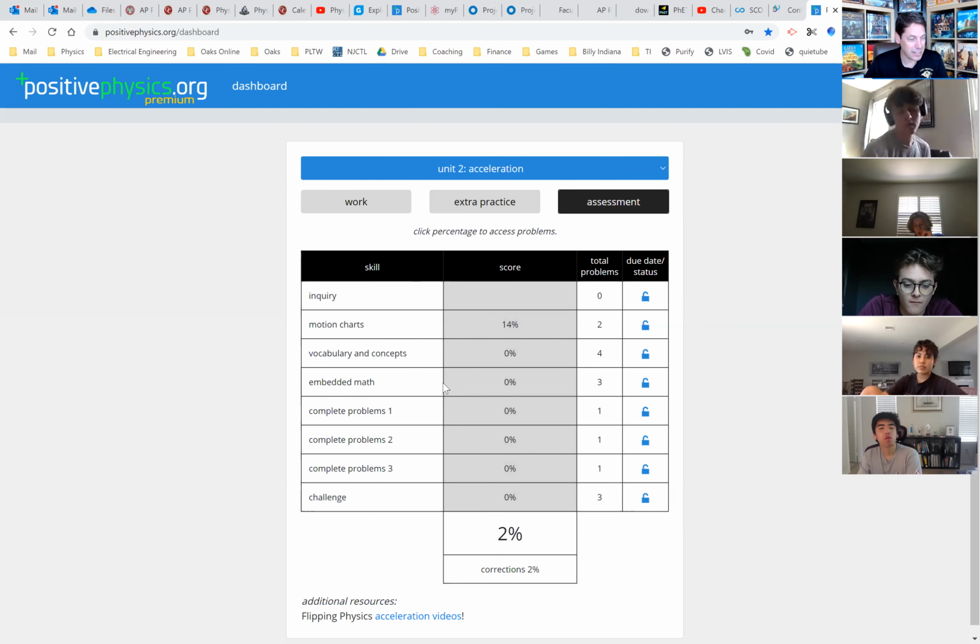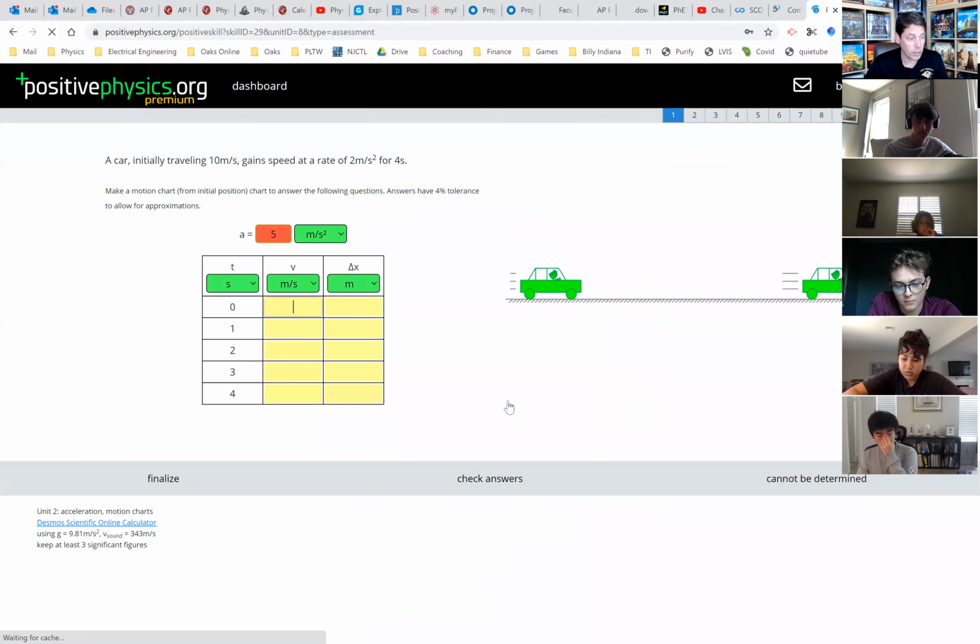If you get to the assessment tab, you'll notice in this column, total problems, it says we've got 0 from the inquiry section, 2 from the motion charts, 4 from vocab, 3 from embedded math, 1, 1, 1 through. So you can see where the questions are coming from. And if you click anywhere in this score column, that's when it takes you to the actual assessment.